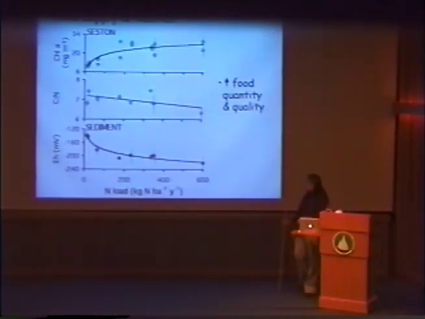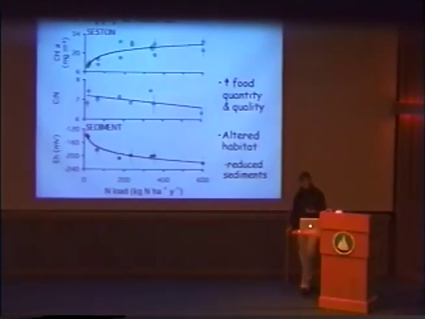So sort of the take home message from these data is that increased nitrogen loads appear to increase the quantity and quality of food available for shellfish. And they also do appear to alter the habitat by causing an increase in reduced sediments and suggesting that there's potentially a reduction in oxygen concentrations in near bottom waters.